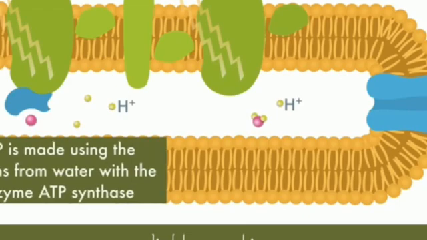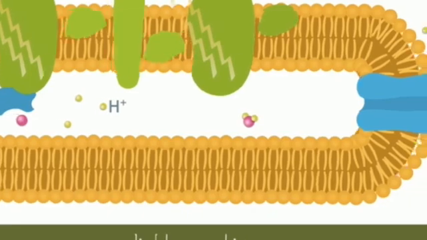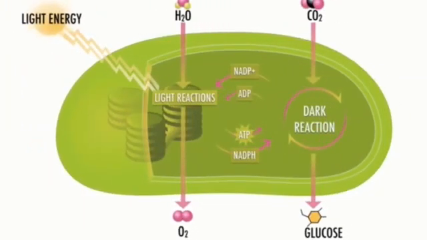The hydrogen ions that were produced are left in the thylakoid space. Light strikes again, and electrons are excited and loaded onto NADP+, which combines with hydrogen ions to become NADPH. ATP, the main energy currency molecule, is made using the proton gradient from the water molecules with an enzyme, ATP synthase. Then it's time for the dark reaction.